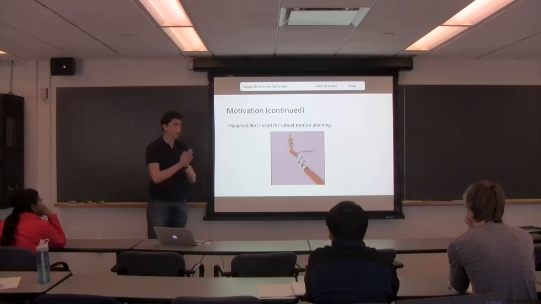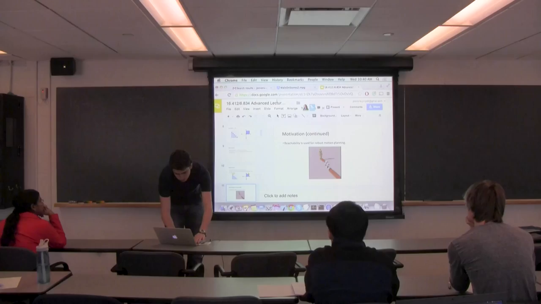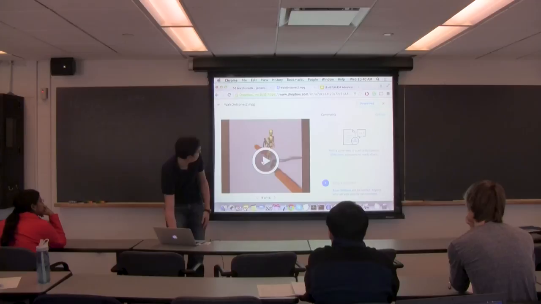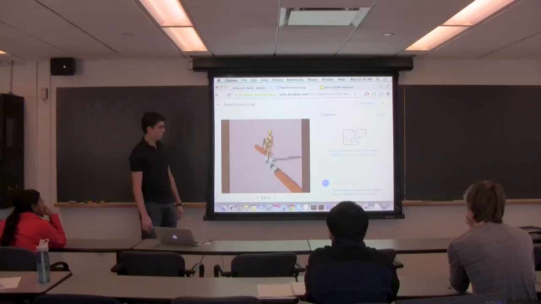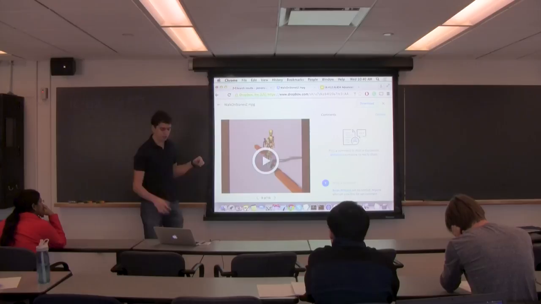Another motivation for reachability is robust motion planning, which we're going to talk more about. And I have a video on this. So what we can do with reachability is stuff like this. This is done using flow tubes, which use reach sets, reachability. Gerardo is going to talk more about this example.